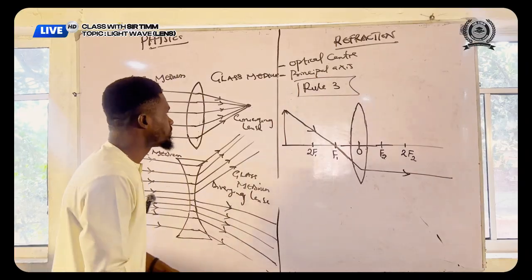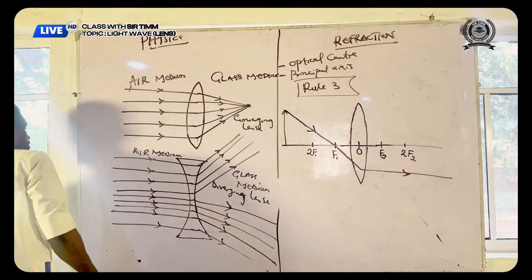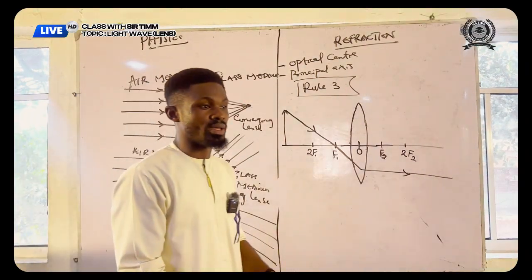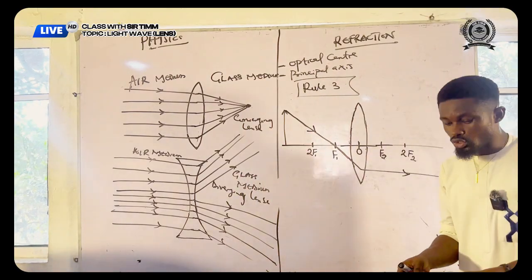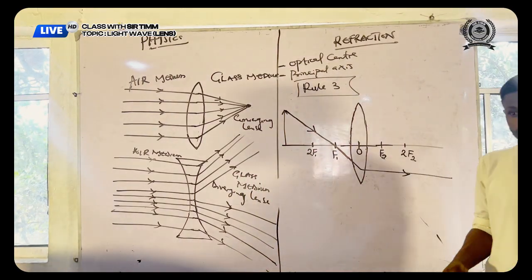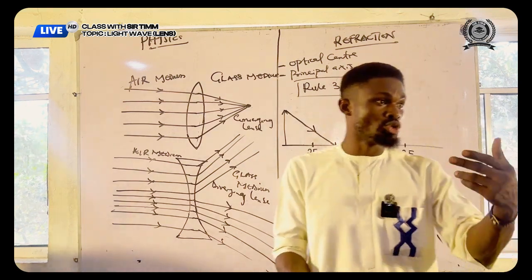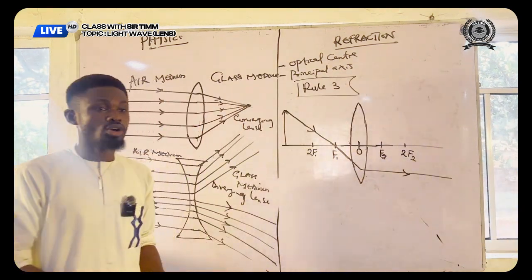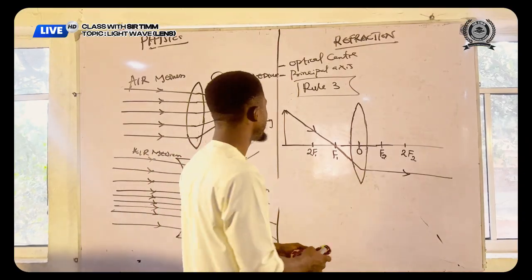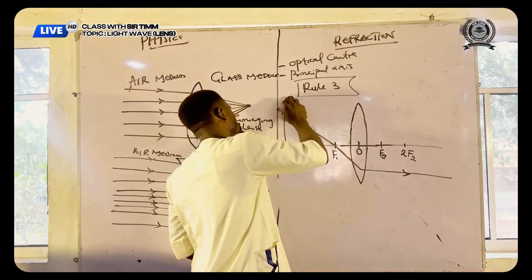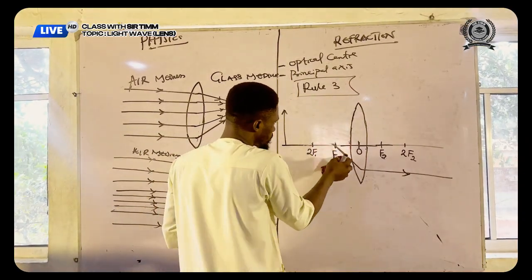So these 3 rules are enough for us to form our images, isn't it? For us to form images, we are going to be using only 2 out of 3. We won't be using all 3 of them. Am I communicating? 2 minimum is enough. Just use 2 and you can get what you want. Okay, so let's go to image formation.